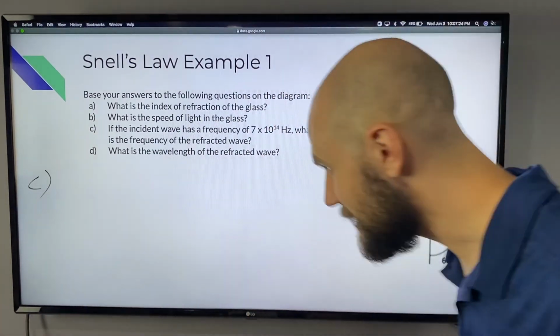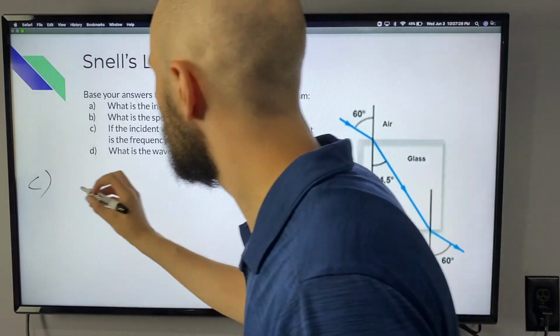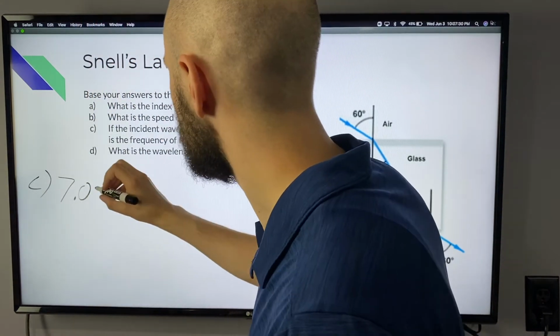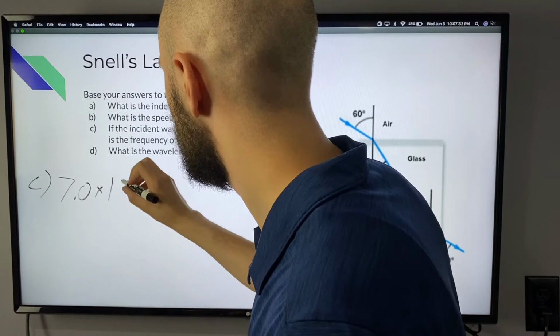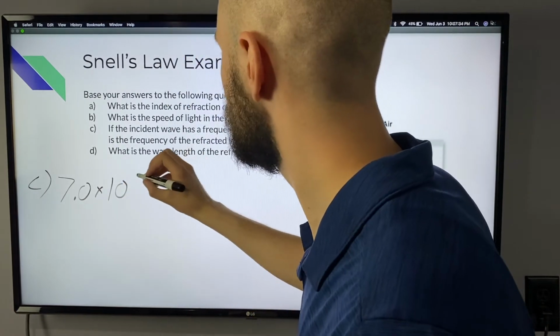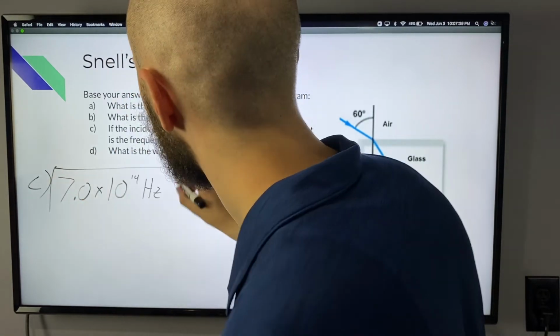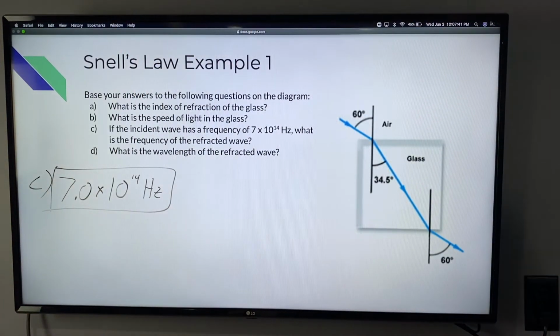So if the frequency is the same, let's write down the answer first. Then the frequency is going to be what was given here. Probably don't need to write 0.0, but that's okay. Times 10 to the 14th hertz. It's the same. Refraction does not change the frequency.